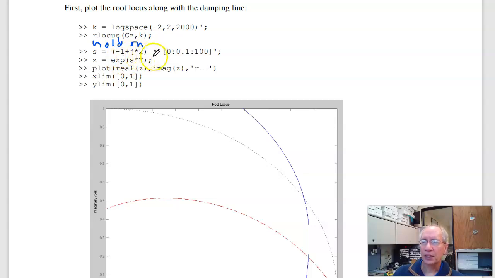I'm going to guess the root locus crosses the S-plane somewhere between the real part of 0 to 100. I don't know where it is, but let's just say it's in that range somewhere. Convert S to the Z-plane. Now on top of the root locus plot, plot the real part of Z and the complex part of Z. That gives you the damping line.